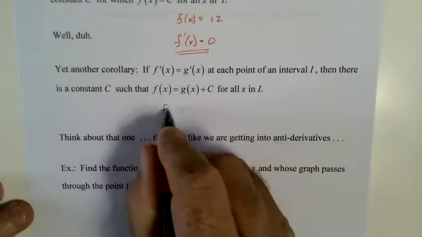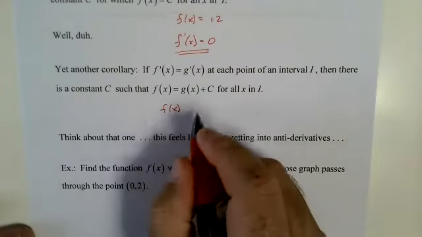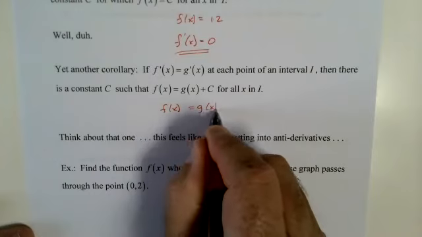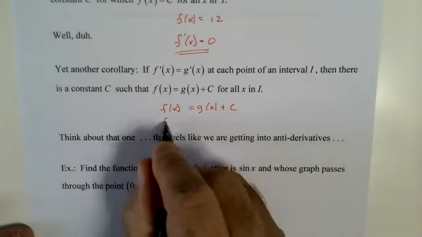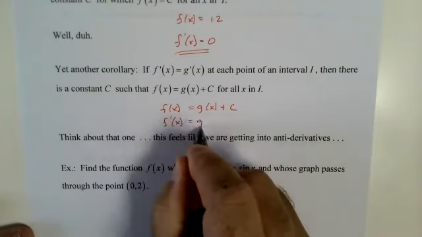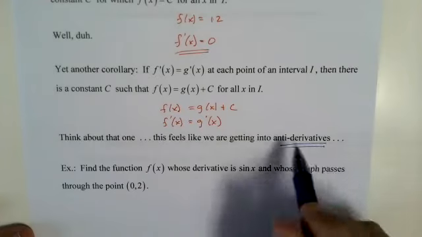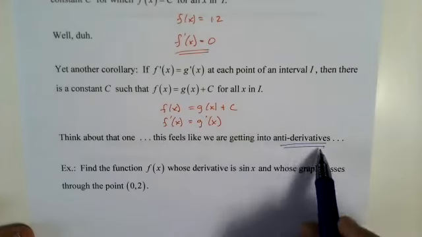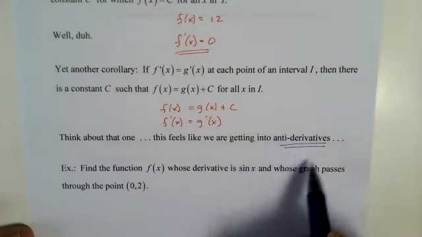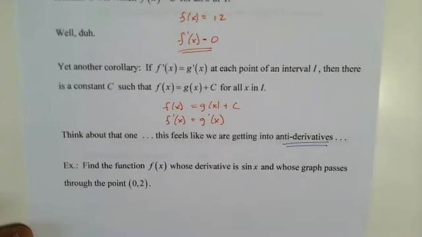Interesting. f(x) equals g(x) plus some constant. Think about it: I take the derivative, and that constant vanishes. Okay, so it feels like they're getting into antiderivatives, which is just going backwards. Take a derivative, put the number out front. Now we would add 1 and divide by it. You'll see when we get there.